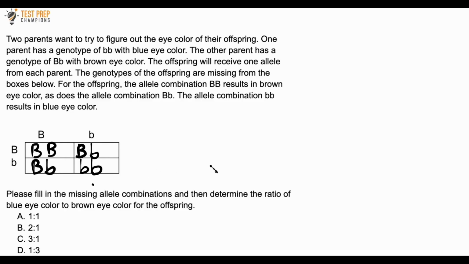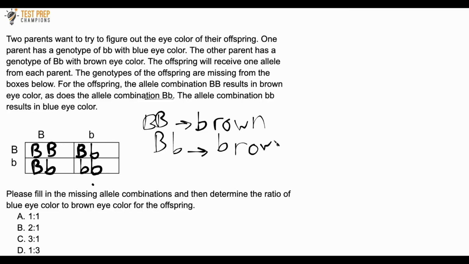So now we can proceed with interpreting what we have here. We're told that big B is going to result in brown eye color. And we know also from our description here that big B, little b is going to result in brown color. So I've got big B, little b, and that's also going to result in brown. Now, when it comes to little b, we see that that's going to give us blue. My handwriting is really sloppy, so I do apologize for that. But this little b is going to give us blue.